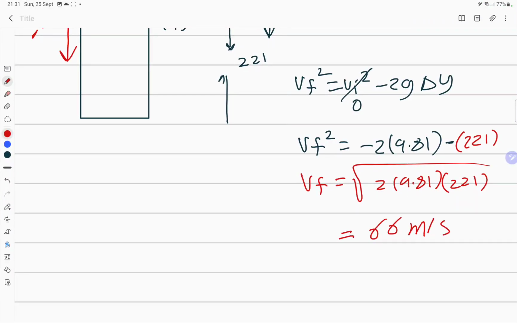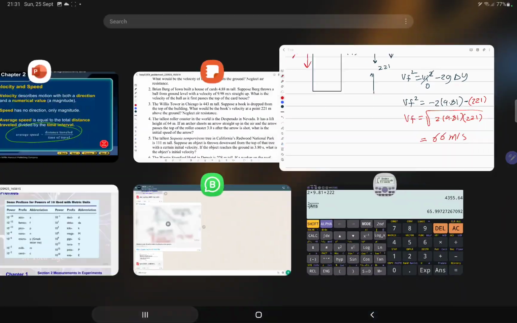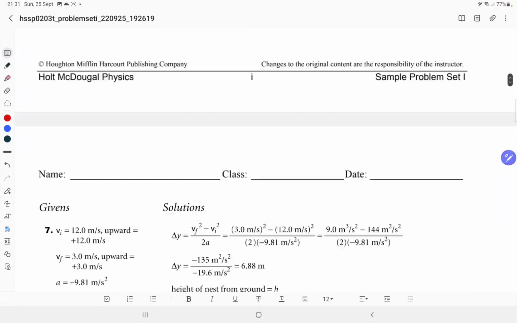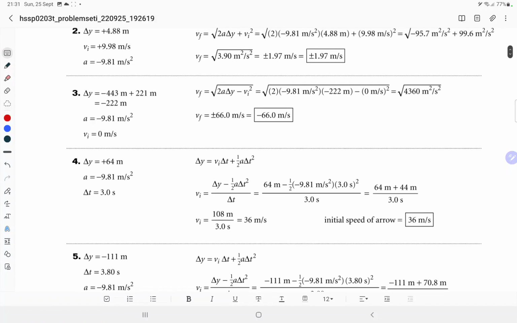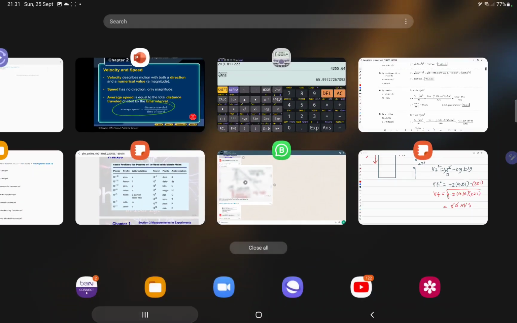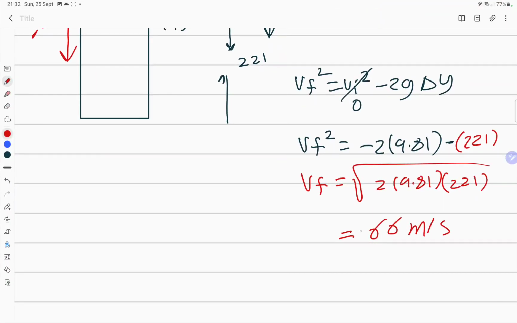66 meters per second. Let's check our answers now. 66 meters, yes. But you see, we put a negative sign. Why? Because it's moving downward. So yes, negative, because it's moving downward.